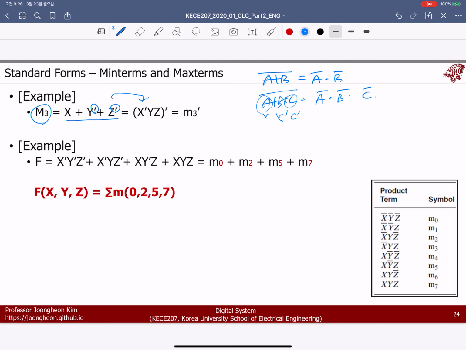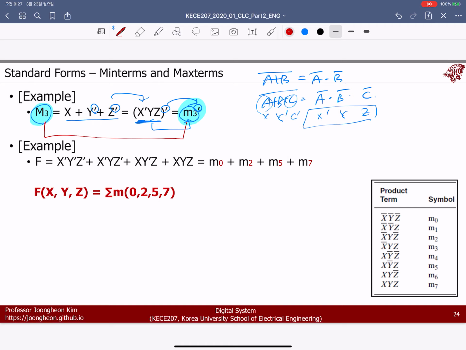That's why when we have the bar here, this becomes x bar y g, right? So this is x bar y and g, and then we have the complement here. So you can see that this is the same as small m sub 3, and then we have the complement again. So capital M sub 3 equals small m3 complement. That's why we can easily see that they have a complement relationship.